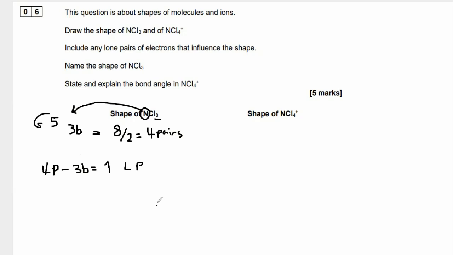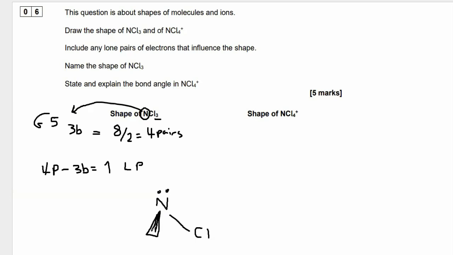We know it's got 4 pairs. Do you remember the 3 possible shapes for 4 pairs? You should know these off by heart. I'm writing ammonia. It's basically the same shape as ammonia. If you know your shape of ammonia from all your revision, you probably do.